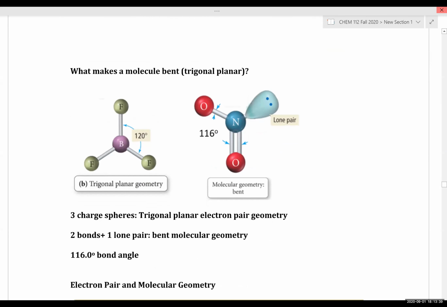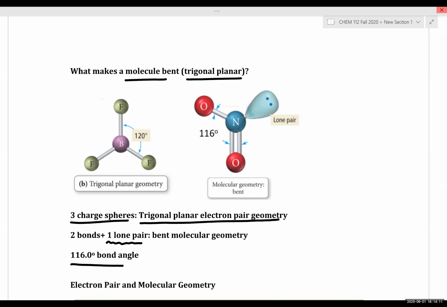So now we're going to look at the trigonal planar variants, and the variant that we need to discuss is the bent trigonal planar variant. This time we have 3 charged spheres, so we have a trigonal planar electron pair geometry, but this time we have 1 lone pair. This lone pair in turn compresses our bond angle to a bond angle of 116 degrees.